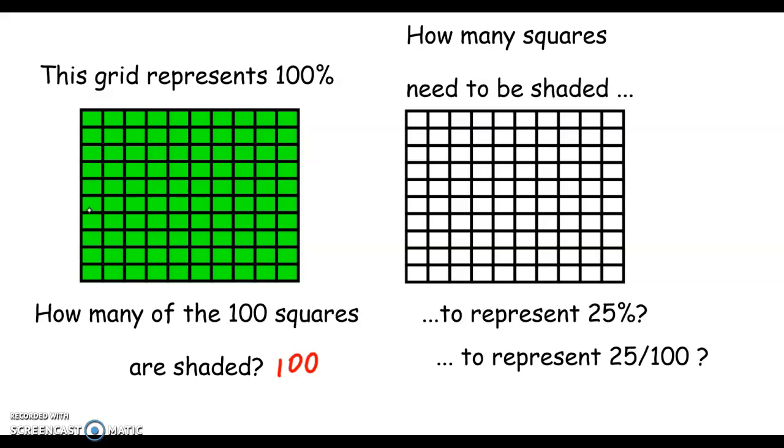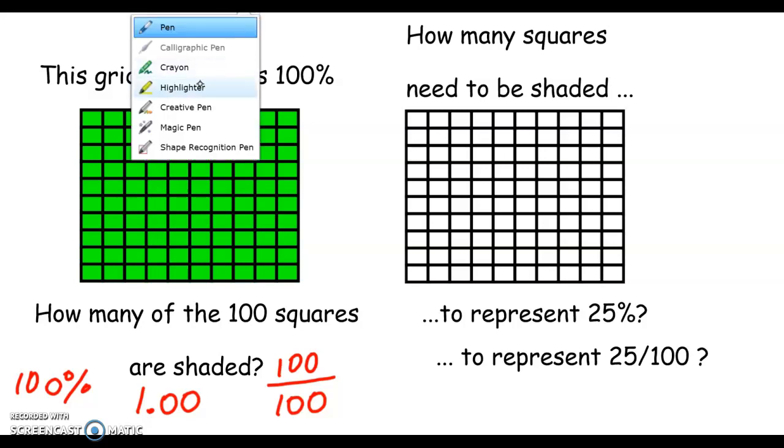Okay, how many squares need to be shaded to represent 25%? Remember, 100% of these squares are shaded, 100 out of 100 are shaded here. Or another way we could write that in decimal form is 1.00. All of these, one whole, are shaded. Or we could write that in percents as 100% of this box is shaded. Okay, let's look at 25%. Pause it and color in or imagine 25 of these hundreds shaded.